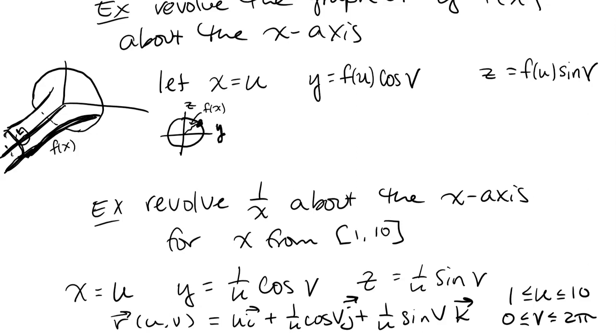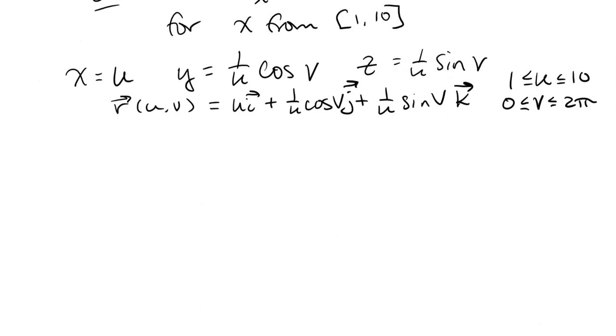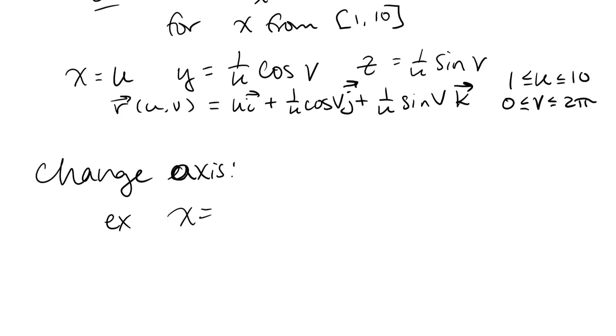So one of the things that we'll notice is we rotated about a particular axis in that one. We can make adjustments for that. So if we change the axis, then we can just do the same process but changing accordingly. So for example, say we instead rotate x equals f of z about the z-axis.